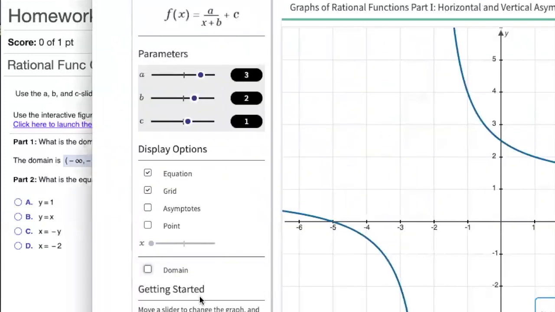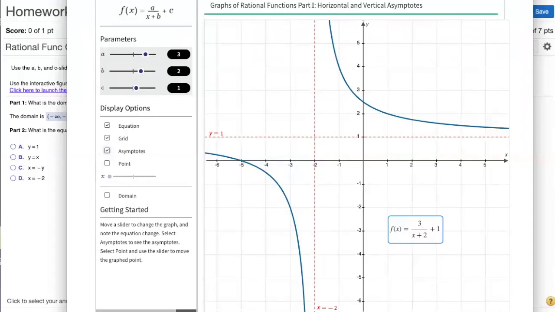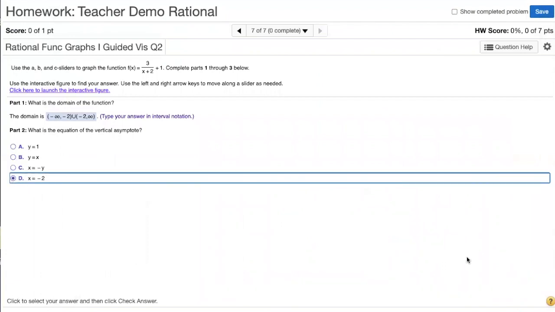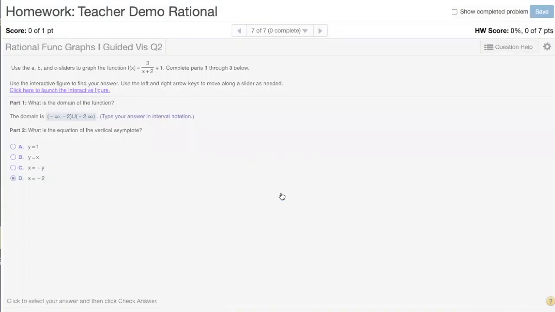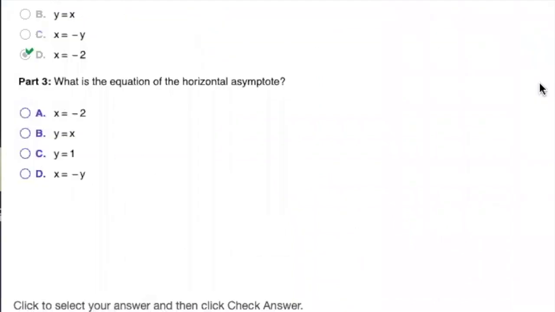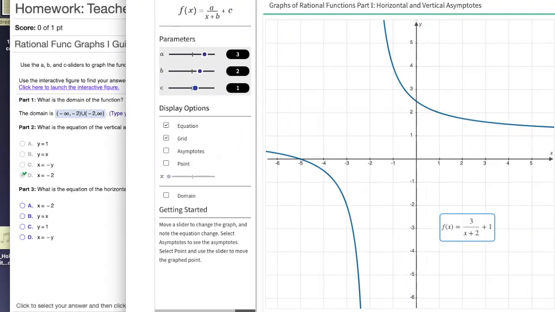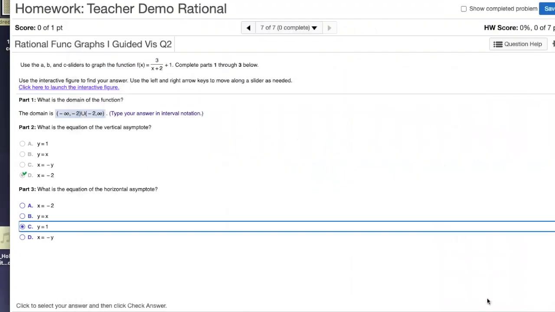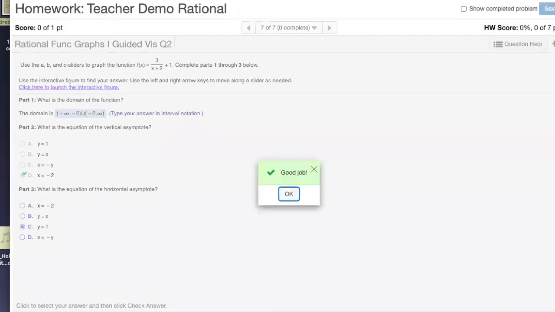What's the equation of the vertical asymptote? Again, going back to the interactive environment, I can hit this checkbox to put in the asymptotes. And you can see it's labeled x equals negative 2. So that's my vertical asymptote. Rocking it. For part 3, what's the equation of the horizontal asymptote? So if I go back to the interactive environment, I can see that my horizontal asymptote is y equals 1. So just a little practice reading graphs.